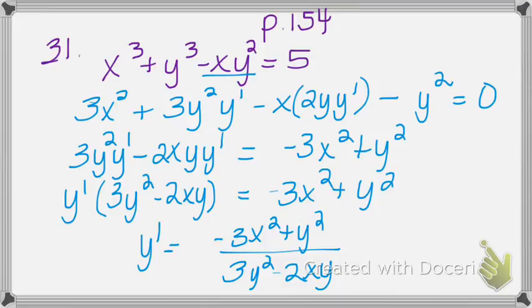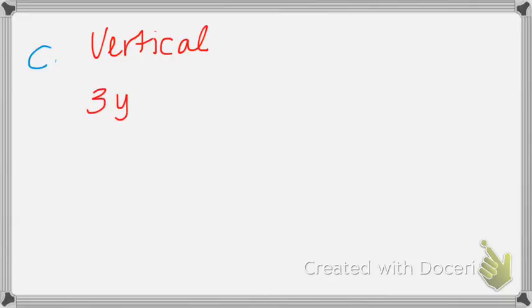The B part asks about horizontal tangent lines, and the C part asks about vertical tangent lines. So I want to go ahead and do the C part. This was A. So I know that vertical tangent lines are where the bottom is equal to 0. So here's the bottom, and I need to solve that for 0.